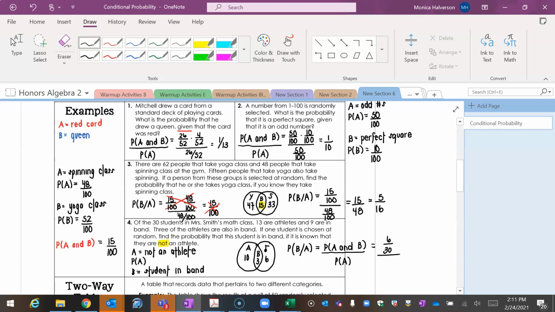And then probability of A is not an athlete. So the key thing on this is the probability of A is going to be 17 out of 30. That's how many students are not an athlete. And we get 6/17 as our answer.